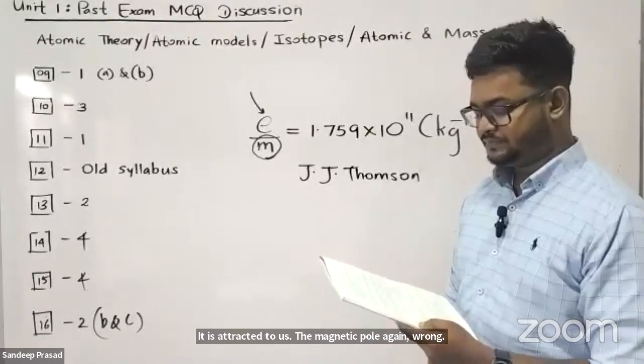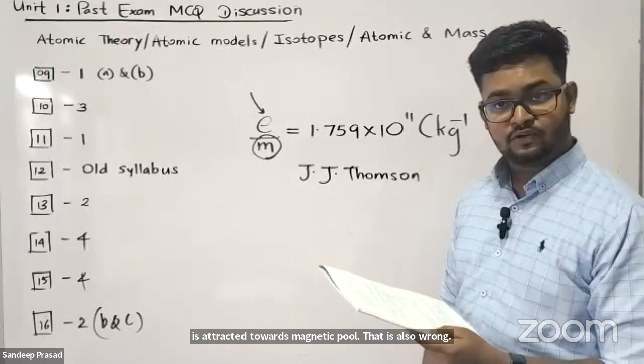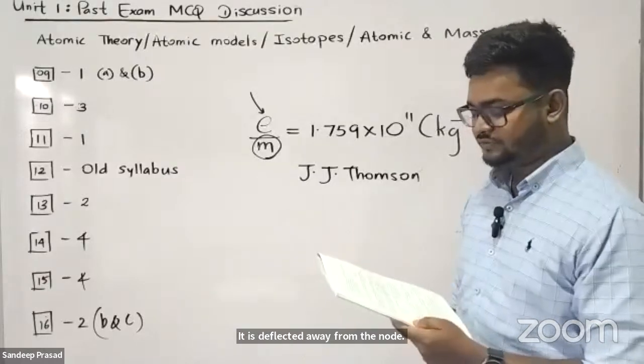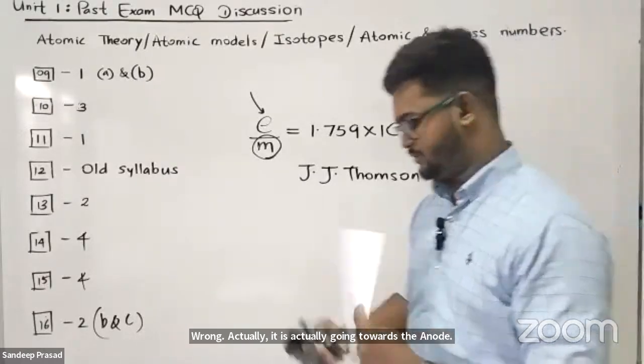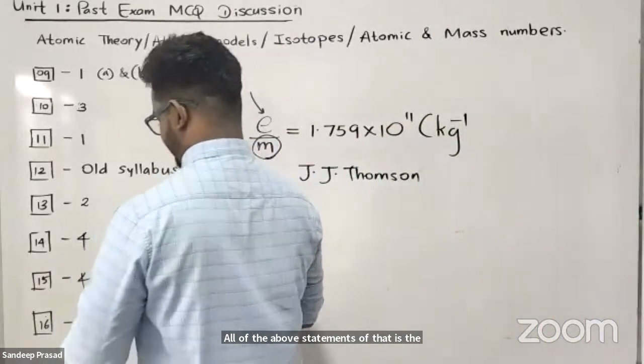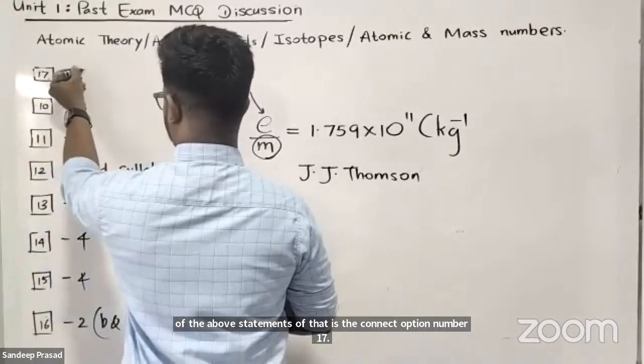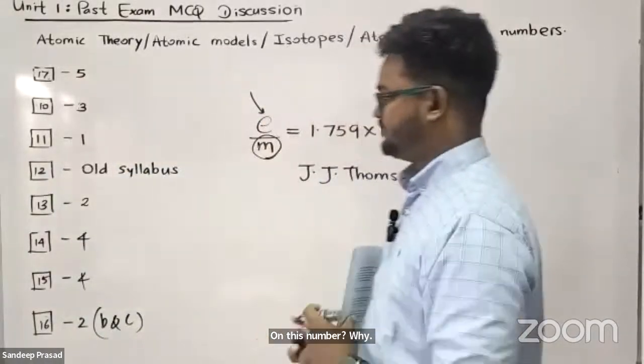It is attracted towards the S magnetic pole. That is also wrong. It is deflected away from the anode. Wrong. Actually, it is going towards the anode. All of the above statements are false. Yeah, that is the correct option. Question number 17, answer is number 5.